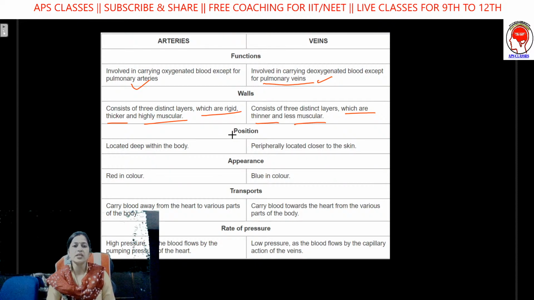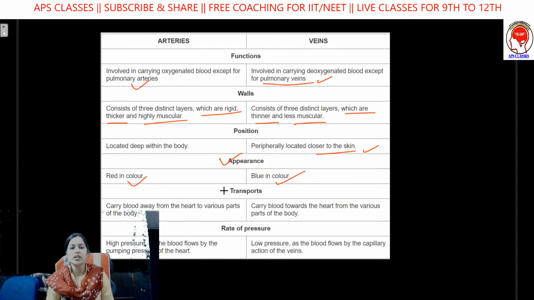Next important difference is based on the position of the arteries and the veins. So the arteries are located deeply within the body, whereas veins are peripherally located closer to the skin. So this difference is based on the position of the arteries and the veins. Next difference is based on the appearance. Arteries are red in color, whereas veins are blue in color.